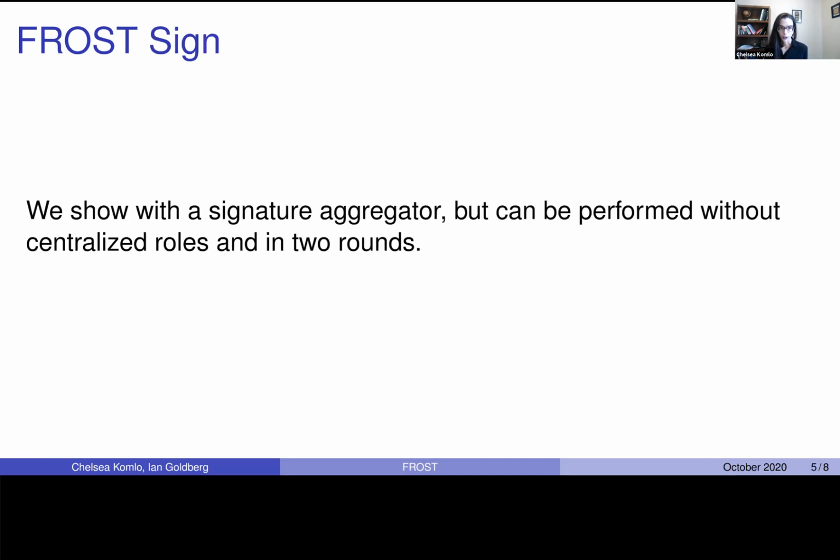So for signing operations in FROST, we'll show this using a signature aggregator, which is a centralized role used for coordination, but it can be performed without centralized roles and in 2 rounds. I'll show this using the pre-processing step, but this can be performed in 2 rounds if desired.